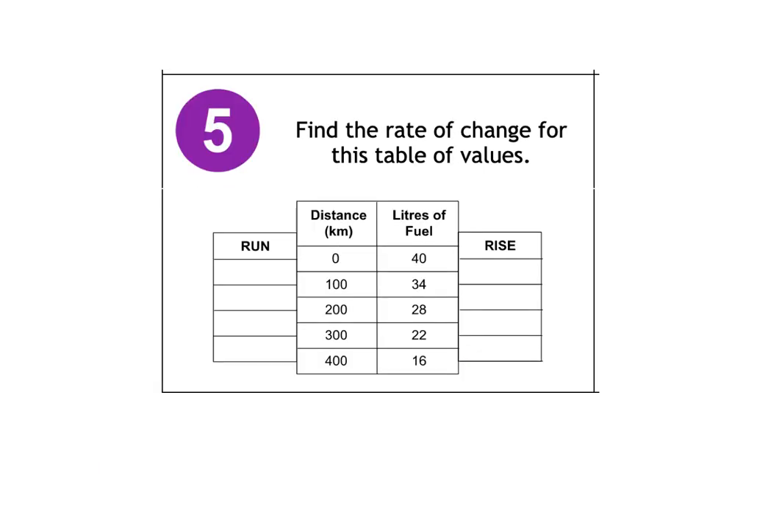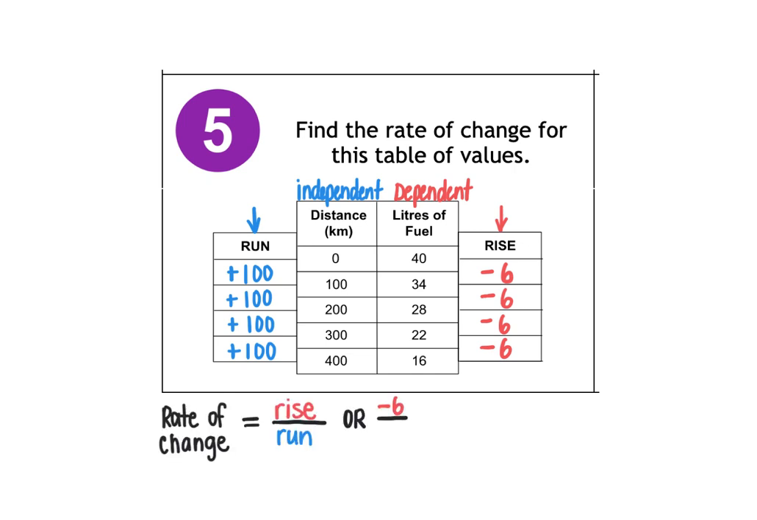To find the rate of change of this table of values, we'll look at how the independent and the dependent sides are increasing or decreasing. We can see that the distance in kilometers is our independent side, which would show us our run. And we can see an increase in 100 kilometers with each increment. On the right side, or our dependent variable, we see a decrease of 6 liters per 100 kilometers. So our rise will be -6 and our run will be 100.